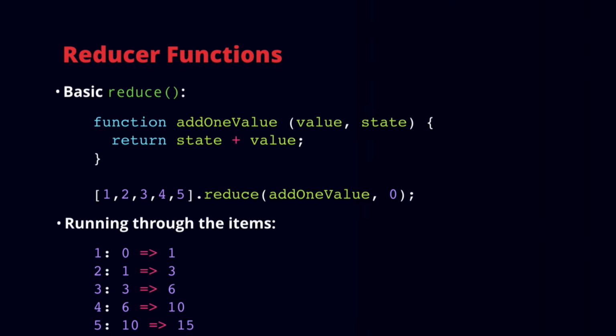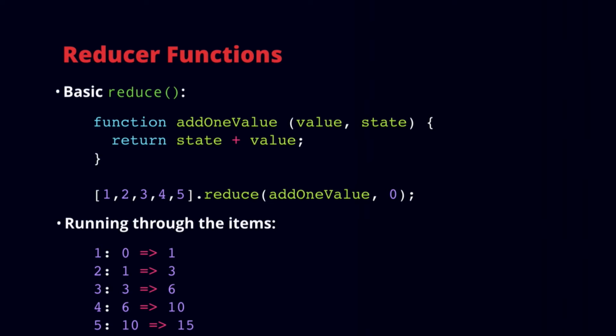For the second iteration, we're going to take the second item in the array, in this case 2, and the current state, which is 1. We're going to run them through addOneValue. It's going to add them up. We're going to get 3. For the third iteration, we're going to take the third item in the array, 3, and the current state, which is 3. We're going to add them up. We're going to get 6. For the fourth, we're going to take the fourth item, 4, and the current state, which at this point is 6, and we're going to get 10. And then finally, for the last iteration, we are taking the fifth item in the array and the previous state 10, we're going to get 15, and that's the sum of numbers from 1 to 5.